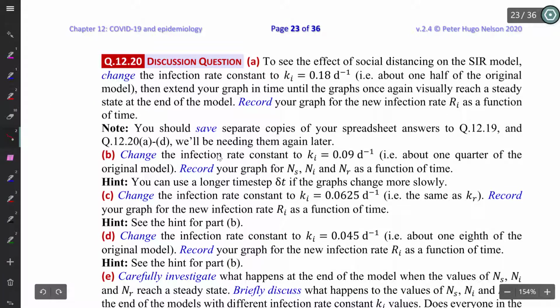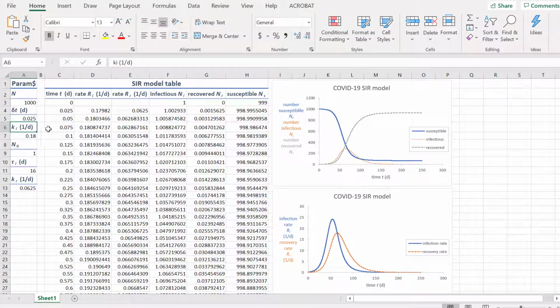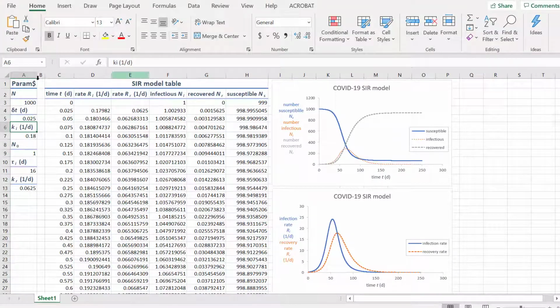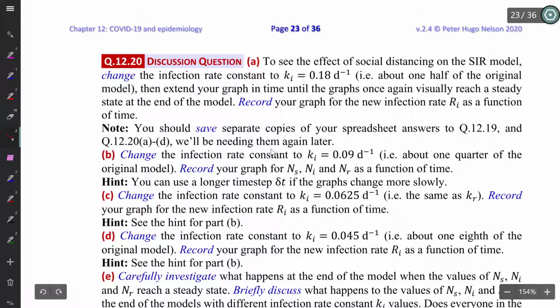Part B says decrease this thing by a factor of a half again, and make it half as big again. And so that's what we're going to do in part B. So I'm going to do file, save as for part B. So change the A to B. And it's actually important to be saving all of these. Let me just go back. That's actually the hint here. You should save separate copies, and that's one of the reasons I've been making sure I do that.